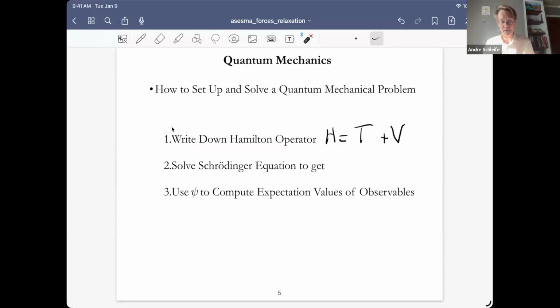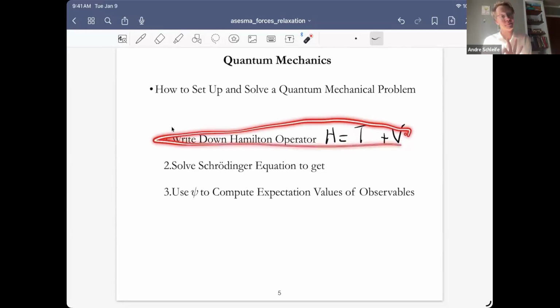Now I should say this step is typically the easy step. You have to decide: the kinetic energy is always just the kinetic energy. You just write down that term, and then you have to decide what is my potential. That may or may not be a little bit difficult, but in principle, this step is the easy step.